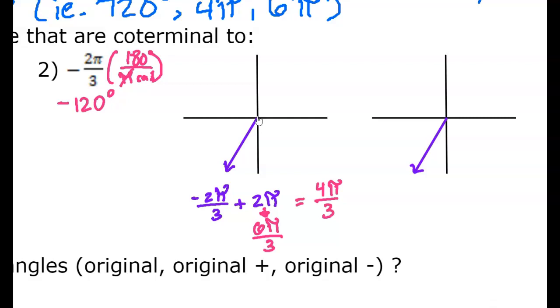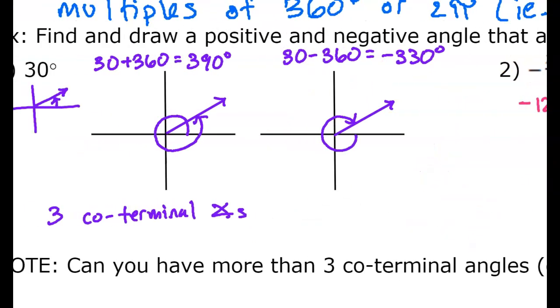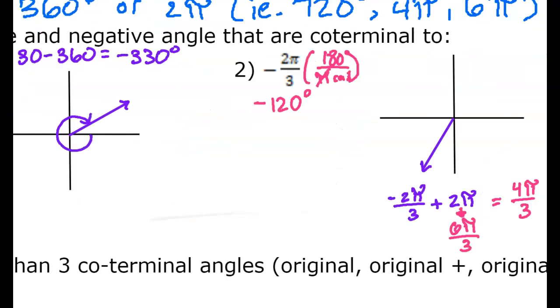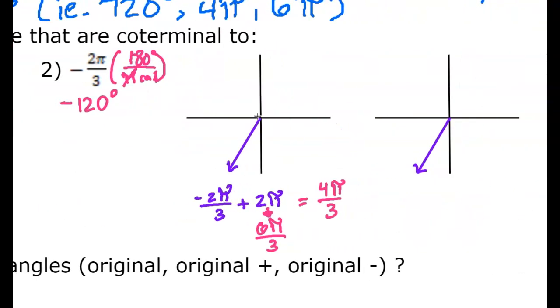So I know this is a positive angle, and 4 over 3 is not bigger than 2. So in my head, I know this is not going around twice like this one did, right? It's not going around twice because that number is not bigger than 2. So it's just this positive angle starting at the same initial side, and since it's positive, I go counterclockwise around to the terminal side, and I'm done.